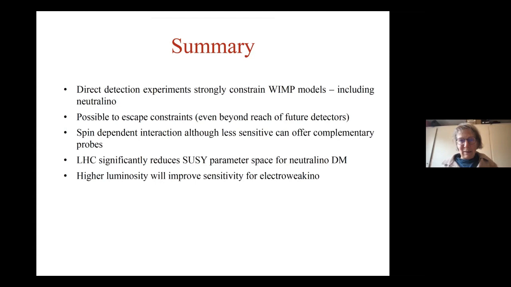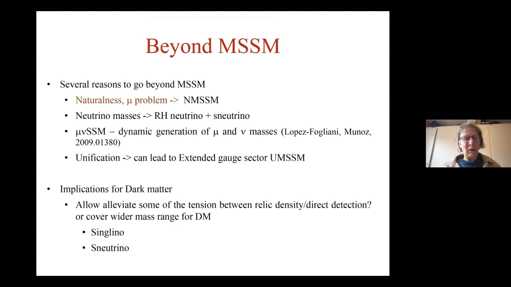Now I want to discuss, probably more briefly, the possibility of going beyond the MSSM. There is, first of all, a theoretical reason for that, because there are problems with the MSSM. For example, I've mentioned already the naturalness problem or the mu problem. So a natural solution for that would be the NMSSM, and I will give you an example. Another problem with the MSSM, or the standard model for that matter, is that neutrinos have masses. So if you want to describe neutrino mass, it would be better to add at least a right-handed neutrino. Therefore, in supersymmetry, there is the sneutrino. So there's a new possibility for dark matter.